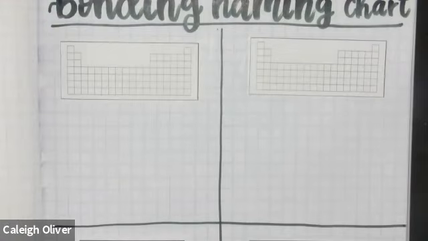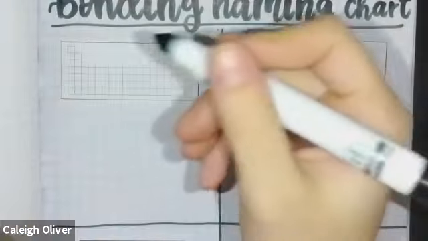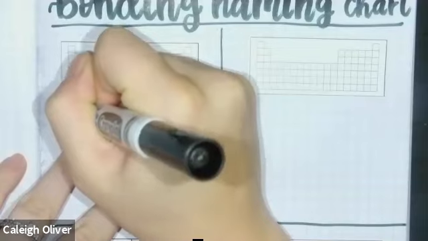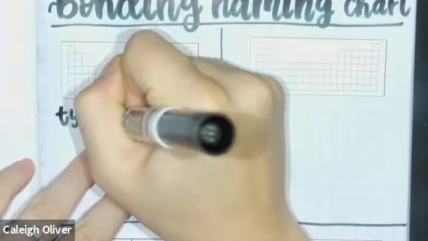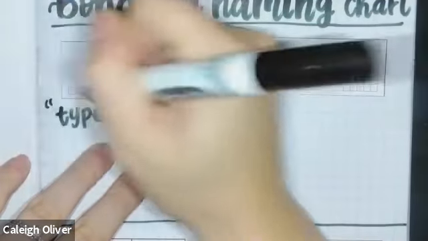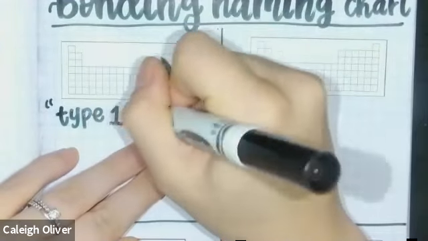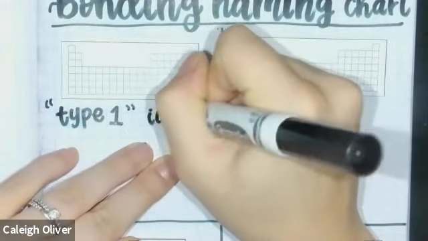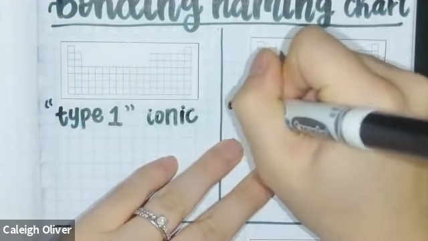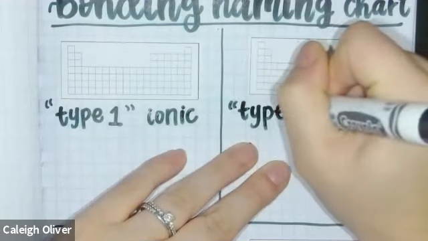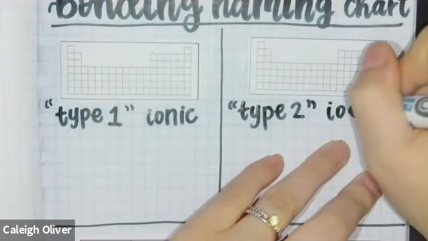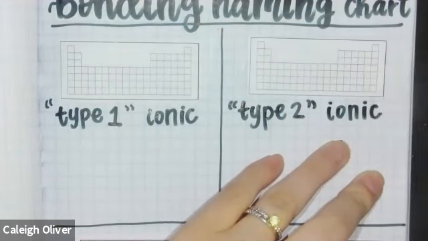Technically, all of these have names. In this section, we will do what's called type 1 bonding. We've already learned this one, so don't get scared. That's just the name. Type 1, which is a type of ionic bonding. Type two, we've already learned as well. We just didn't call it that. We called it something else. It is ionic bonding.